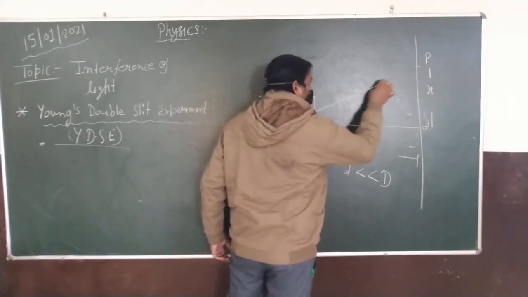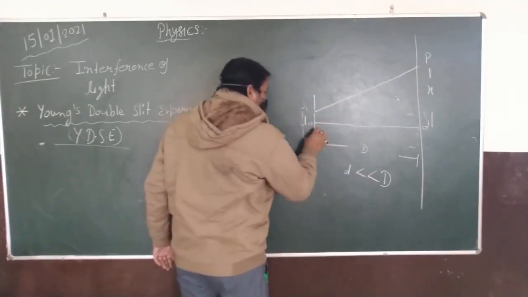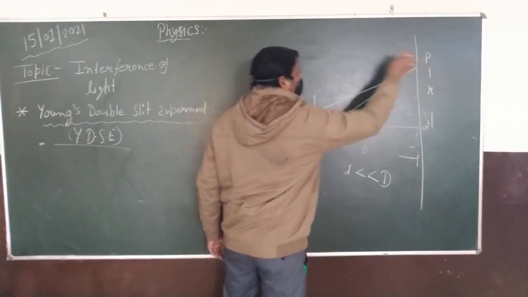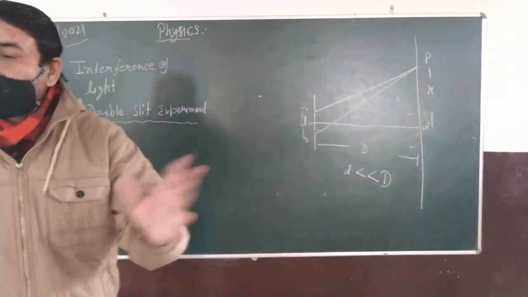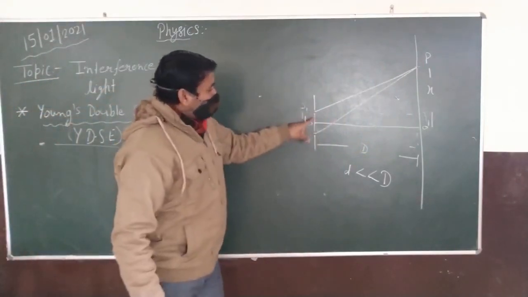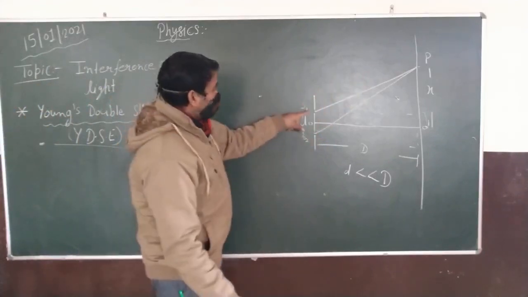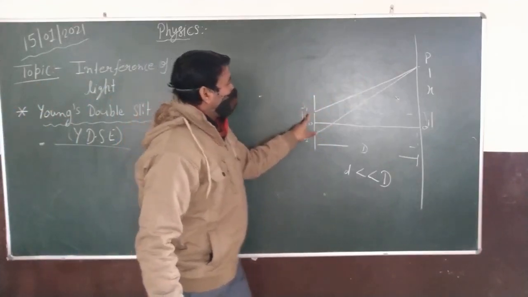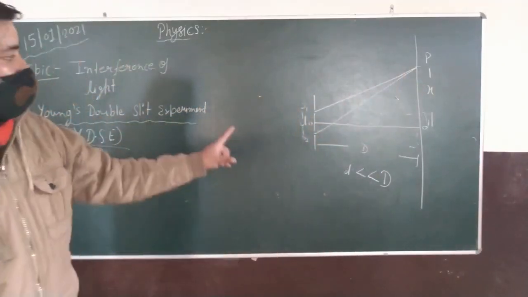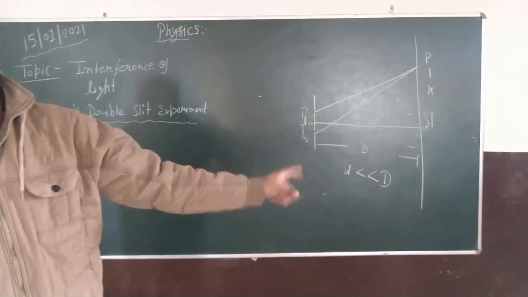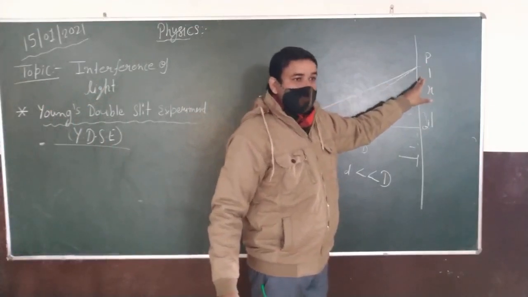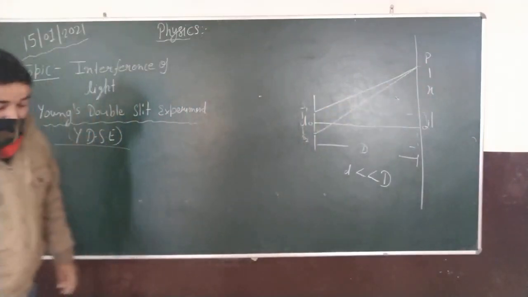Let the light traveling from source S1 reach P, and light traveling from source S2 reach P after some time. So there should be a path difference between the two paths S1P and S2P. We need to find the value of that path difference to get the fringe pattern or interference at point P.